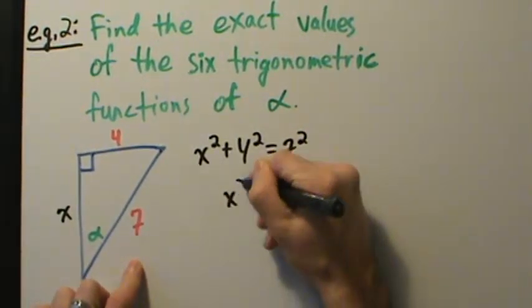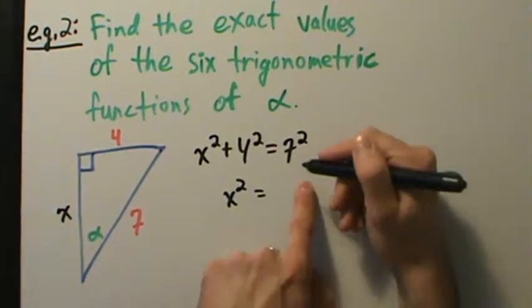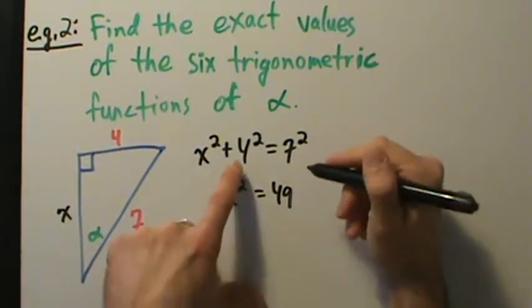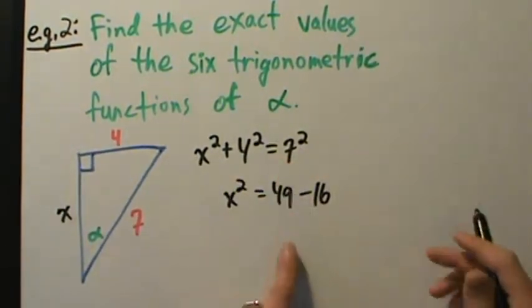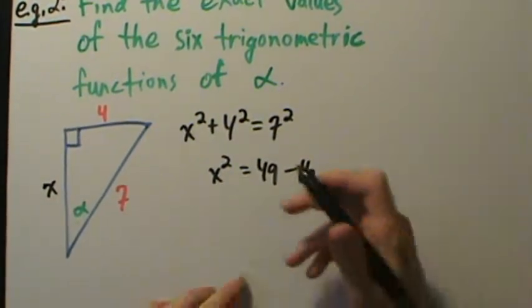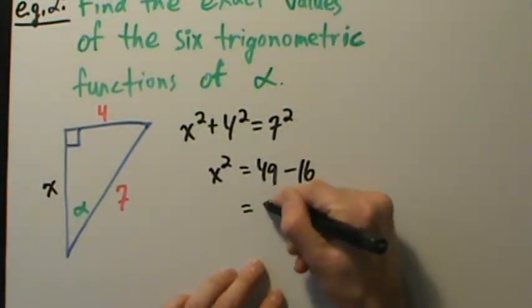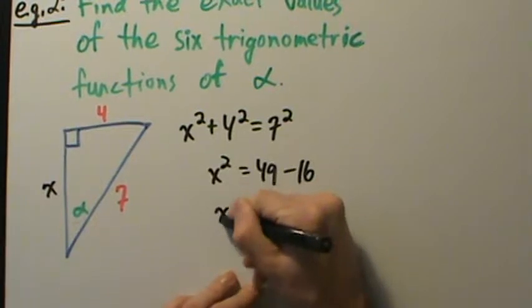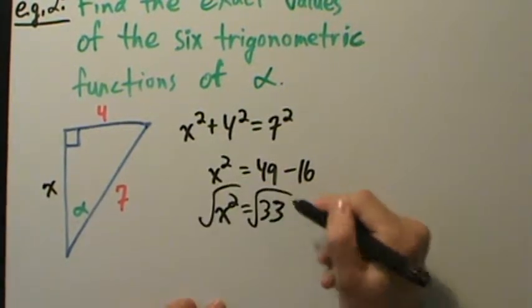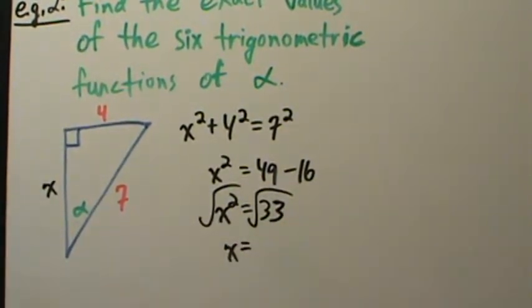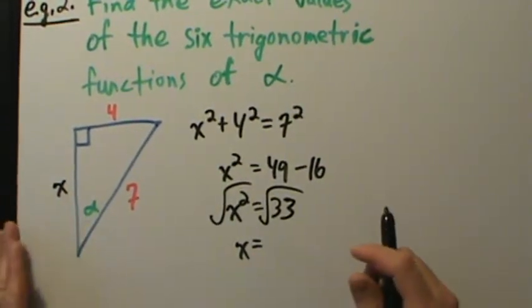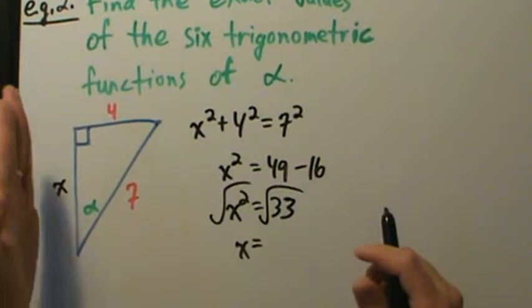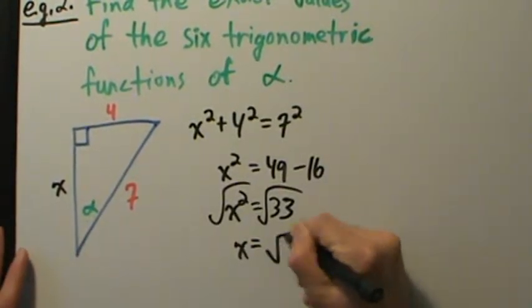Okay. So 7 squared is 49, and then let's subtract 4 squared from both sides. So 4 squared is 16, so we're going to subtract 16 from both sides. Okay. So 49 minus 16 is 33. So then x squared is 33, so then we take a square root of both sides. Okay. And again, just like in example 1, there's a positive and a negative root, but since x represents the length of the side of a triangle, then we're going to take only the positive root.